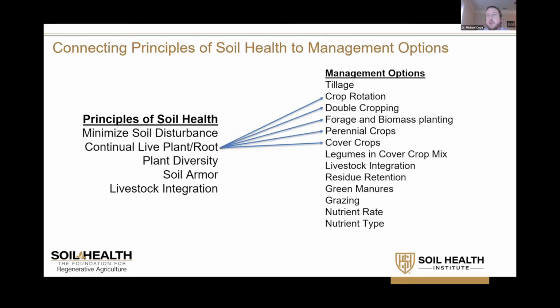The next principle is continual live plants or roots, which is exactly as it sounds, maximizing the amount of time that live roots are present in the soil. And when we connect this principle to management options in our database, we see there are several potential options to address this principle, such as adjusting crop rotations to include double cropping or using a perennial forage or biomass crop phase in the rotation. And of course, we can always plant cover crops.